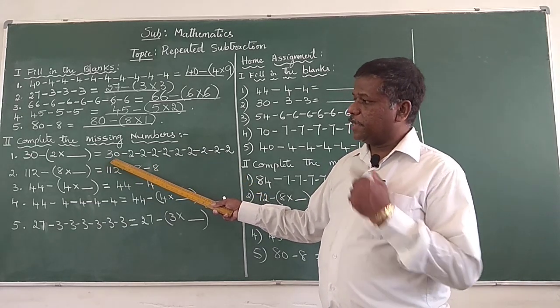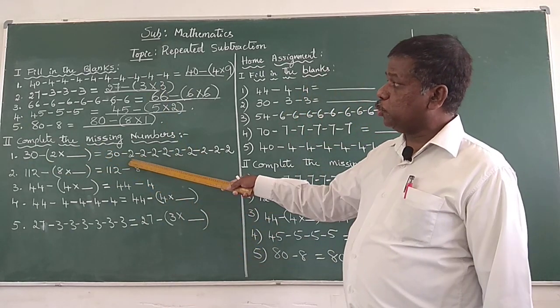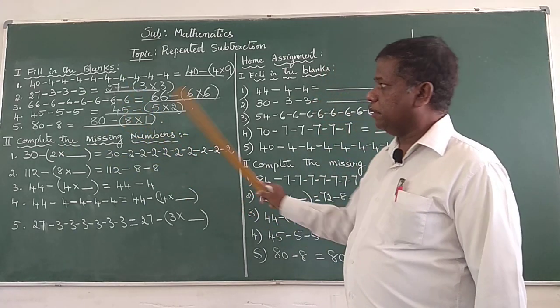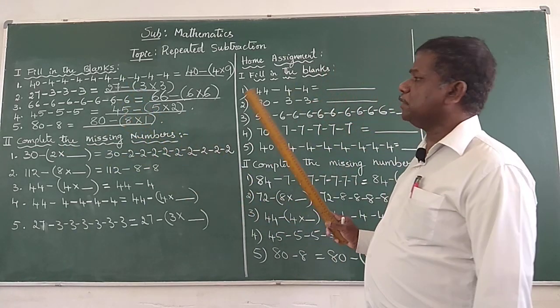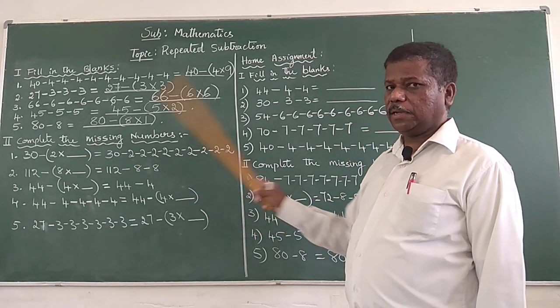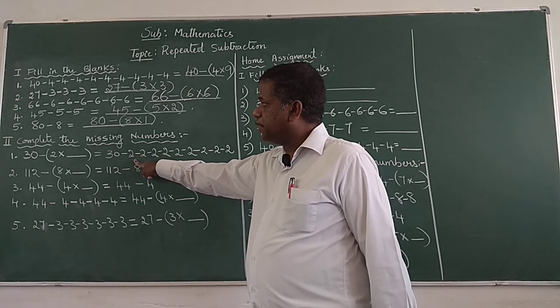30 is given, from which 2 is subtracted, this is the meaning, isn't it? 2 is subtracted, good. But how many times 2 is subtracted? That is not given. Shall I count it here and write it there? Correct, isn't it? So, how many times is 2 repeated?